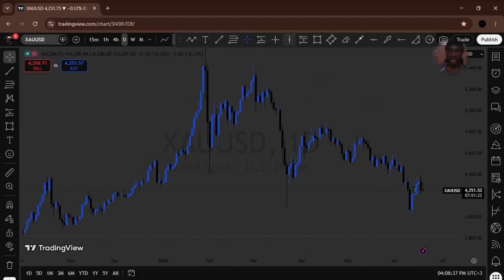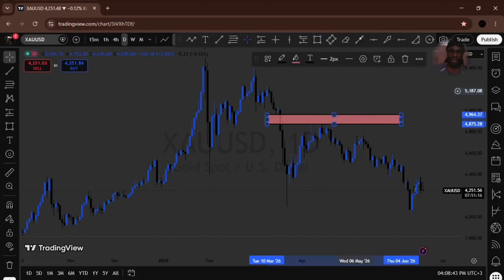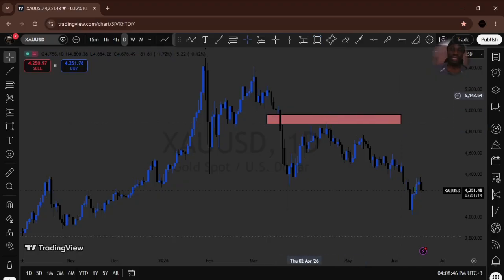Okay, let's look at this gap. The market left a gap here. Now this gap is a fair value gap and it was respected. This is a bearish fair value gap respected for more entries. You could see it here. Let us play it out.